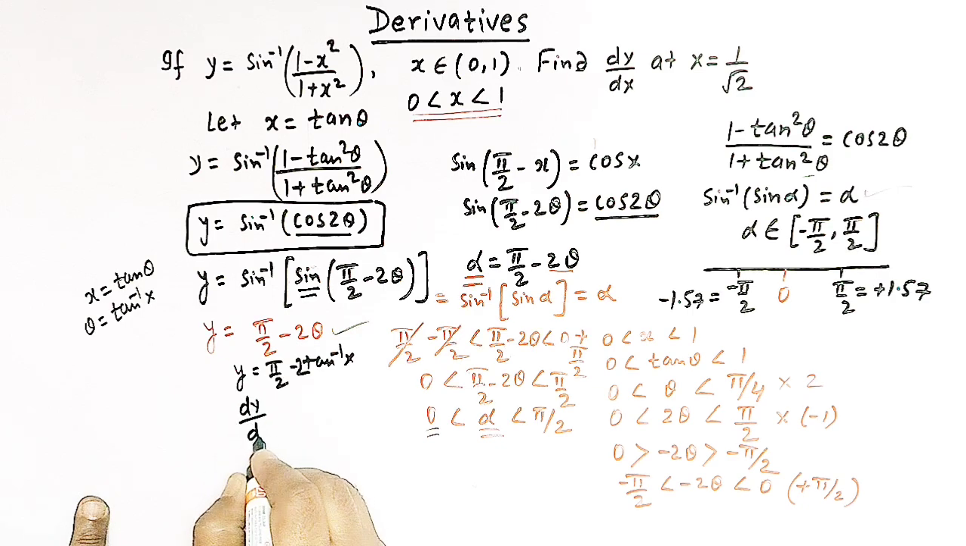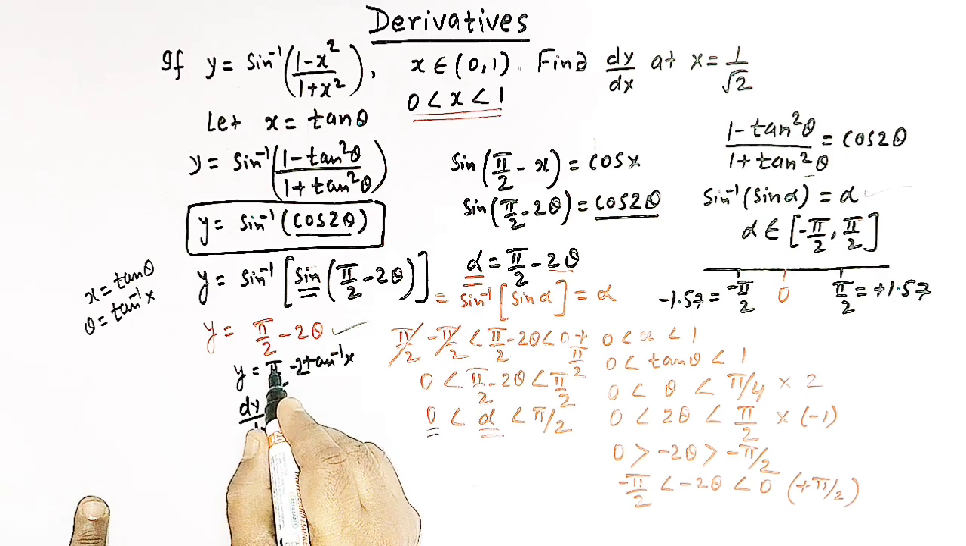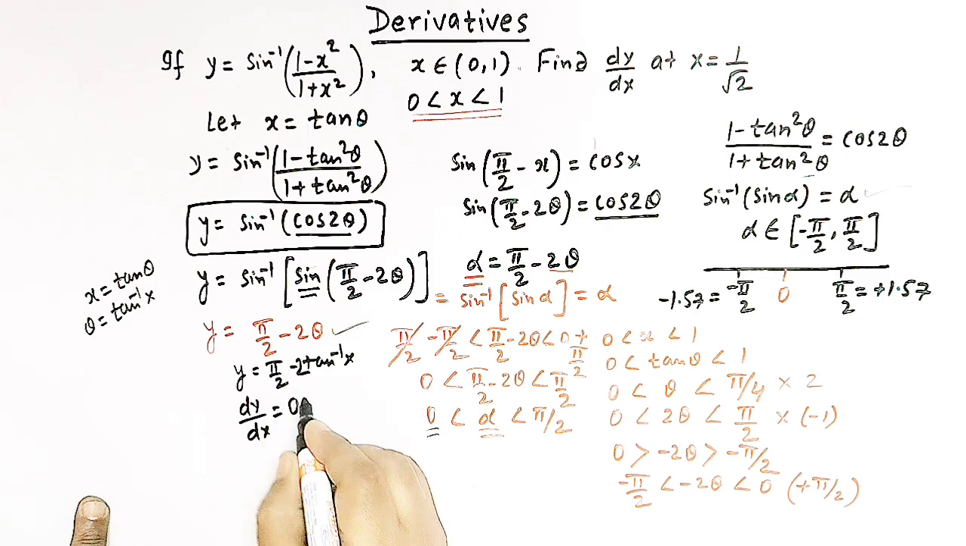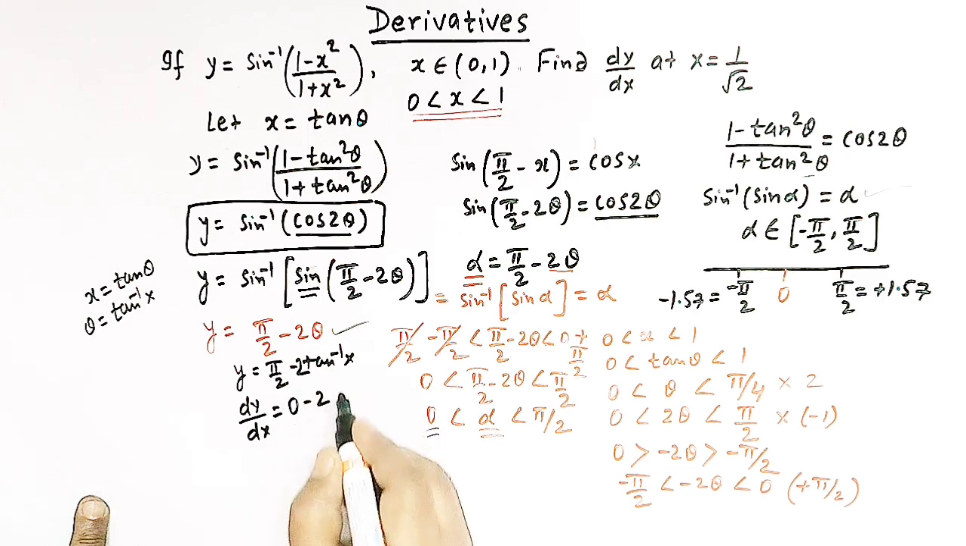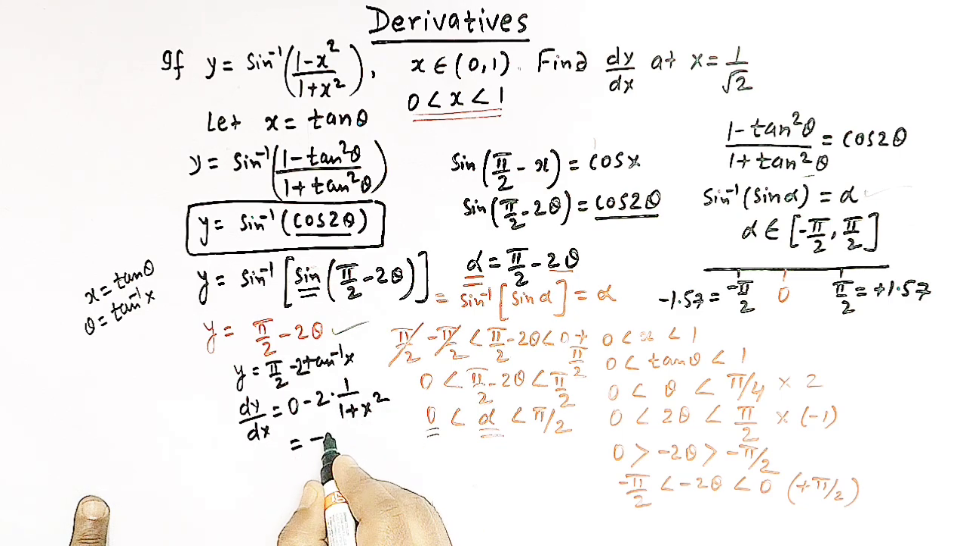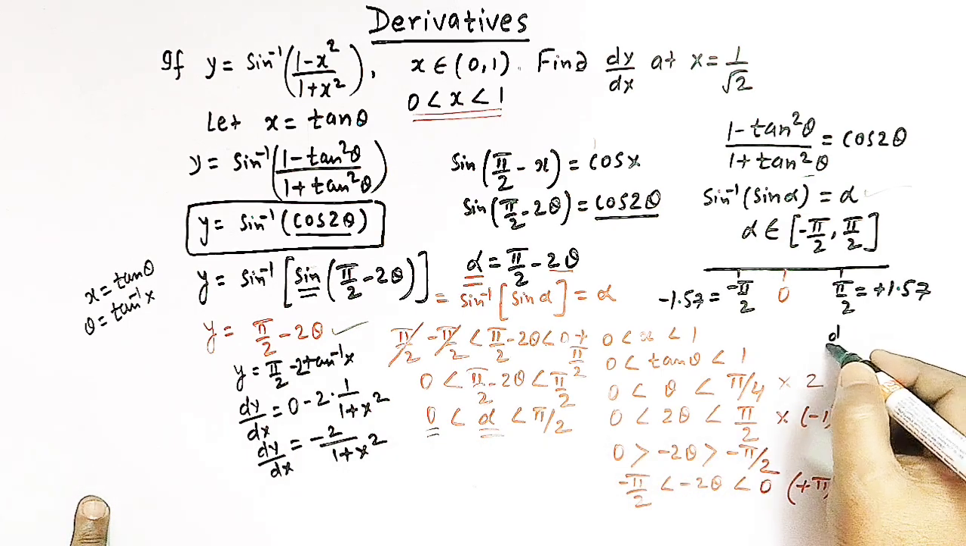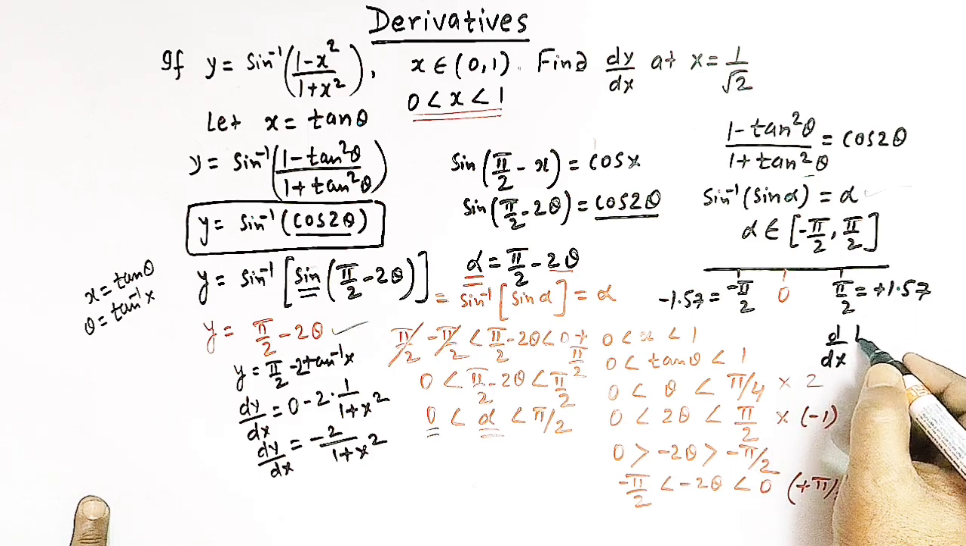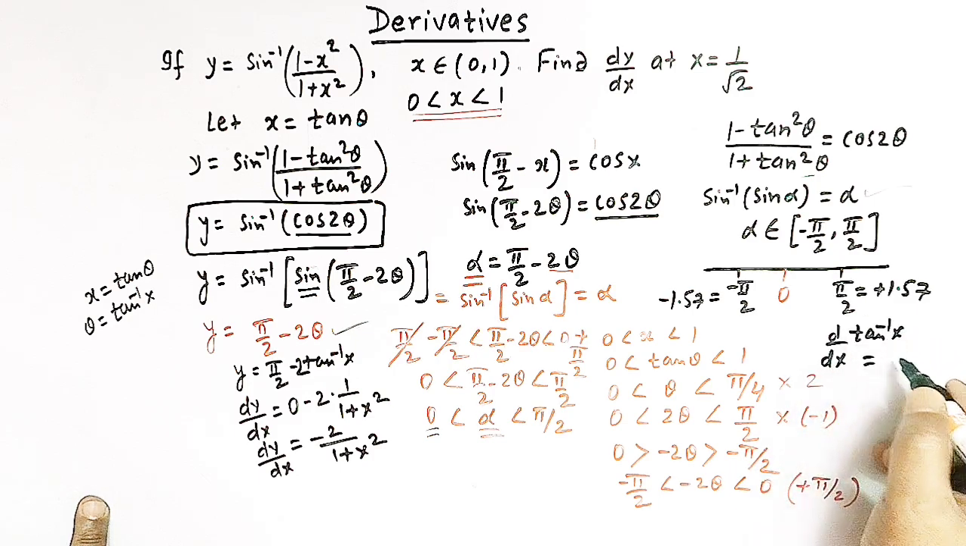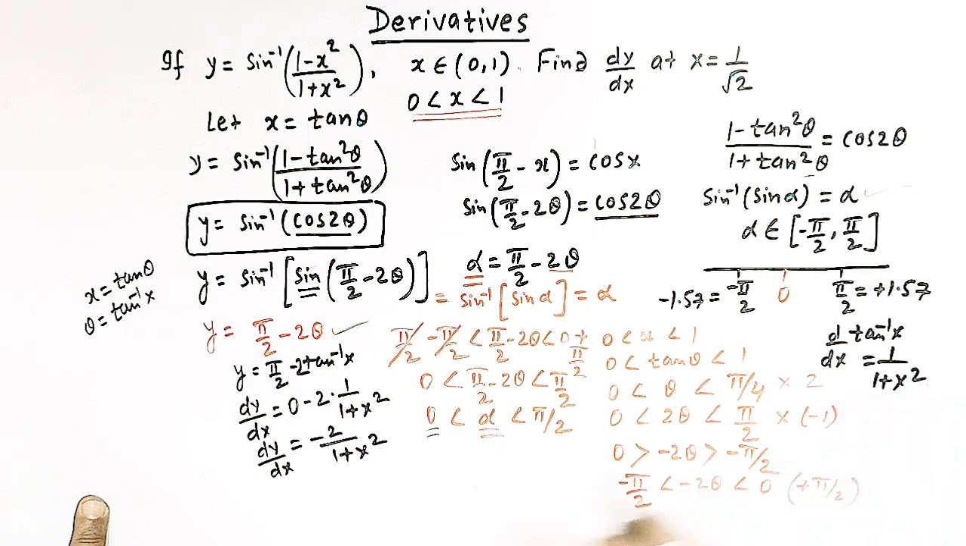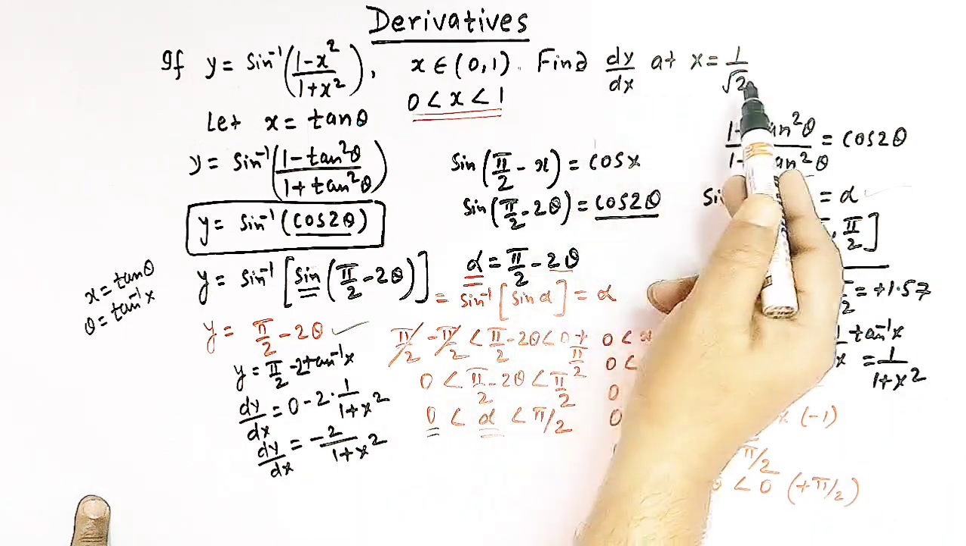So dy over dx is equal to the derivative of pi by 2, which is 0, being a constant, and here the derivative of tan inverse x is 1 over 1 plus x square. So this is minus 2 over 1 plus x square. So the derivative dy over dx of this function is equal to minus 2 divided by 1 plus x square, and here we have used this result, that is the derivative of tan inverse x is 1 over 1 plus x square.